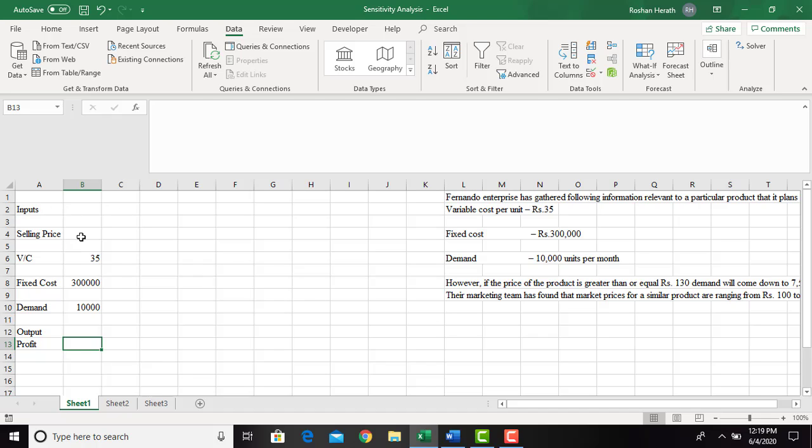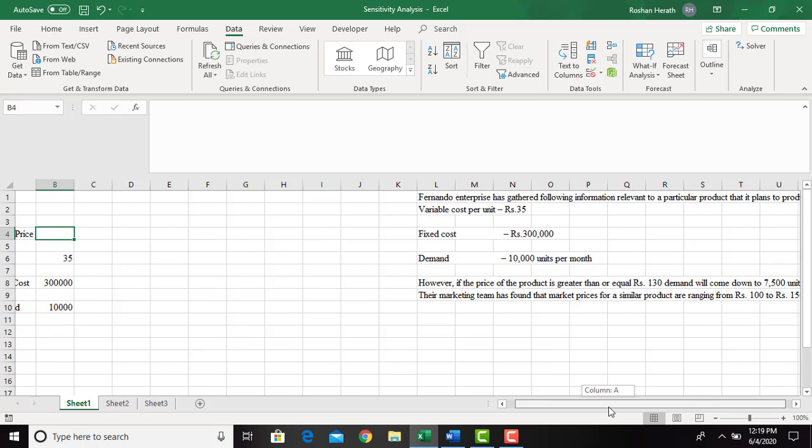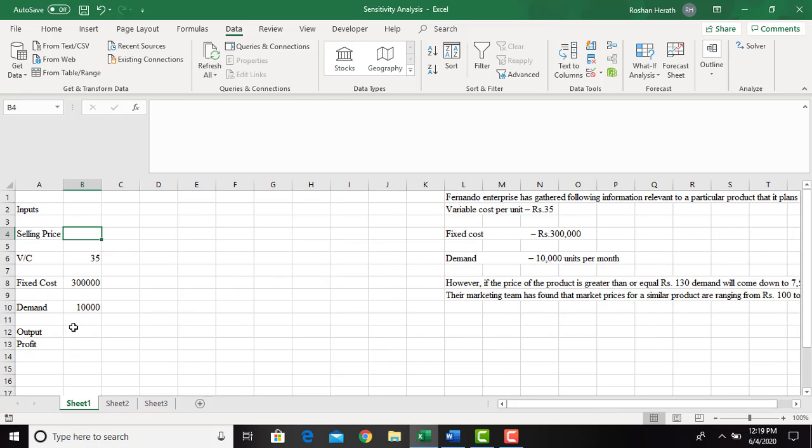In this particular scenario, we may try to establish the selling price. So we have to take it like a formula. Why is that? Because the price is greater than 130, the demand could be 7,500. So if the price is less than 130, then the demand could be 10,000. So therefore, we may have to take it like a formula. අපිට formula එකක් විදිහට ගන්න වෙයි.